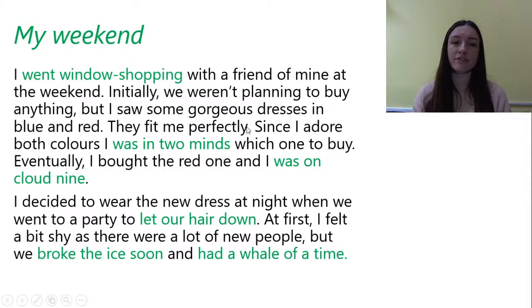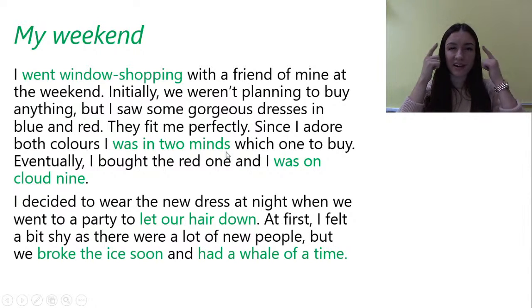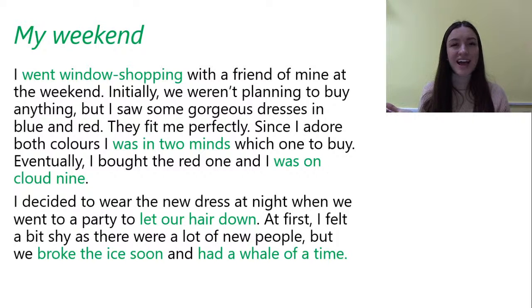That's wonderful. So I've explained you number 1. I went window shopping. It means I went to look at the things, but I didn't want to buy. I was in two minds. Mind, like this. I was in two minds. I didn't know what to choose. I couldn't decide. Next, when I decided and bought the dress, I was on cloud 9. I was very happy. We went to a party to let our hair down, to relax completely, to do nothing.